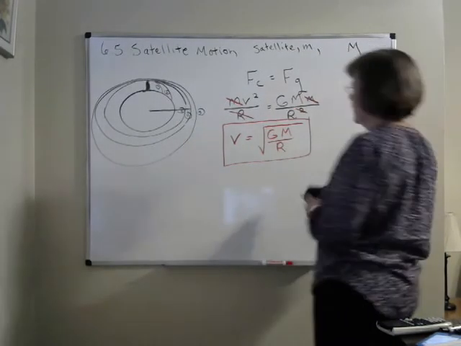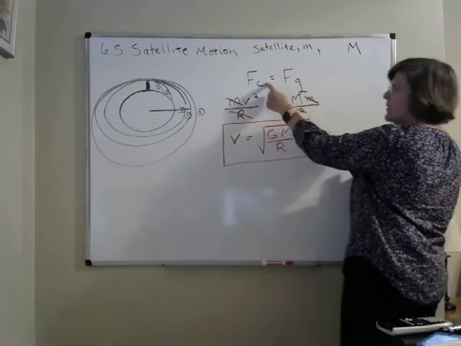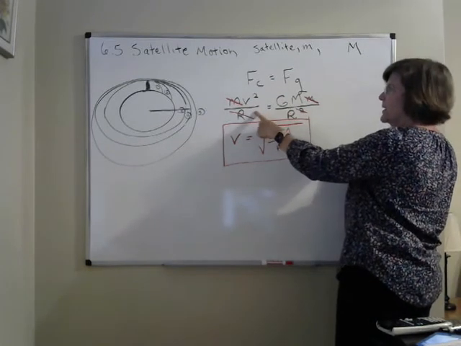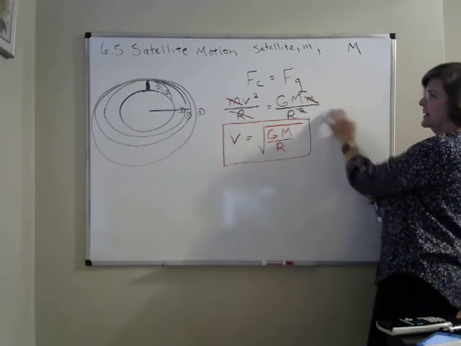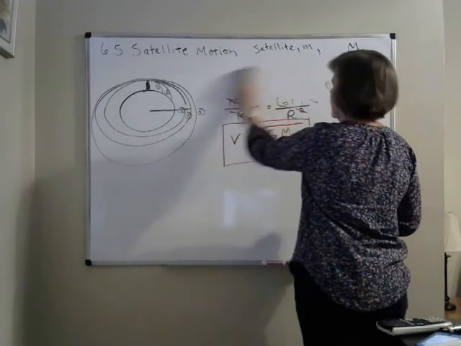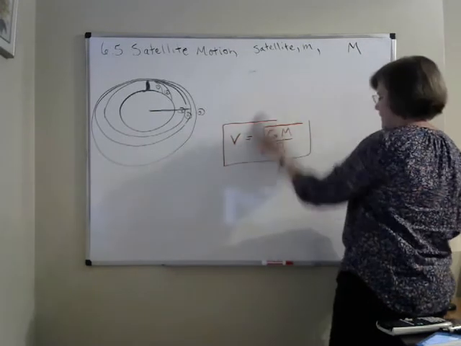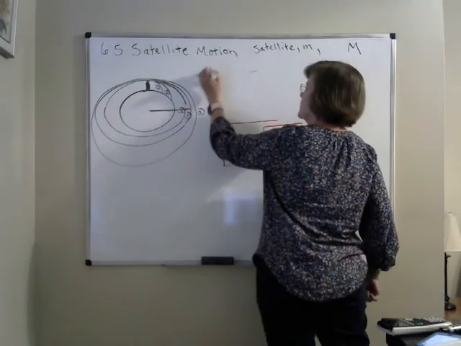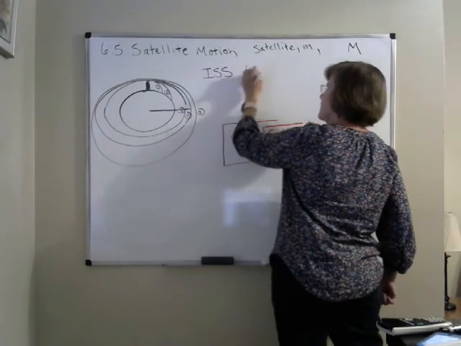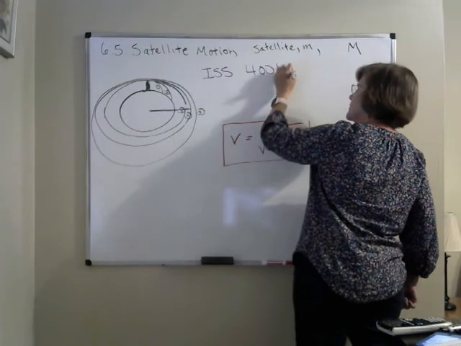I also want to stop before we even do that. You know the centripetal force formula. You know the universal gravitation formula. It's really easy to connect those two. So, the ISS, International Space Station, is 400 kilometers above Earth.